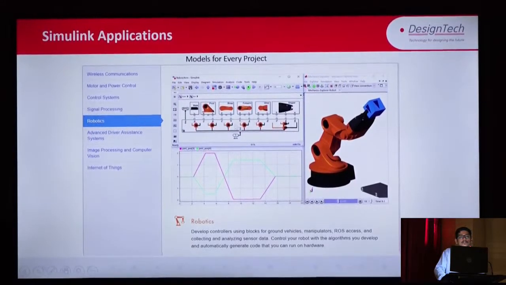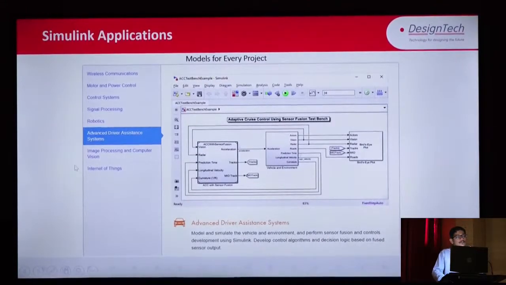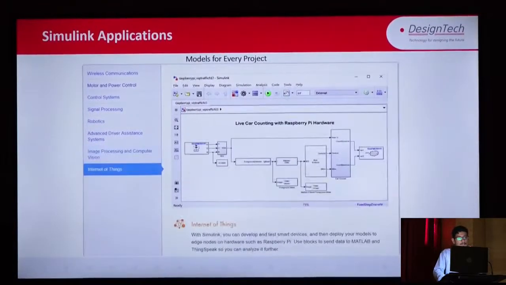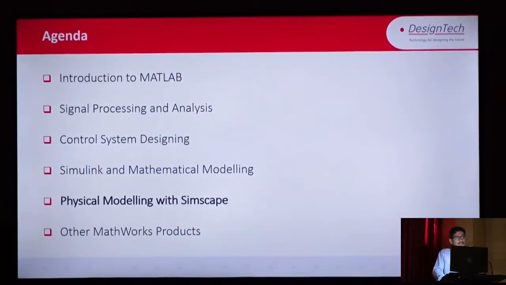We can just join things, and our simulation can be done by connecting these kinds of blocks here. For ADAS, the advanced driving assistance system, for image processing and computer vision, we have tools available here. And for Internet of Things also we have the tools available. And this is something about physical modeling, how we can do the physical modeling in this.